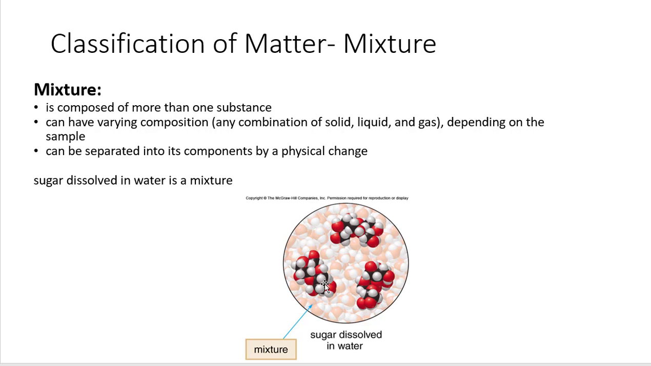Now, as you can see in the image, we have our big old sugar molecules and our little water molecules. These can be separated by a physical change. If I were to heat this mixture up until it boils off the water, I would have the water and the sugar separated again. Now, they can have varied composition depending on the sample as well.